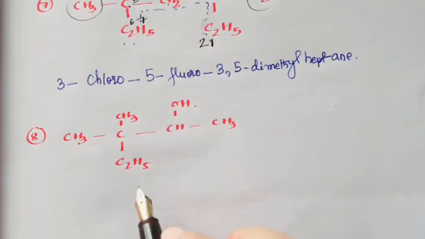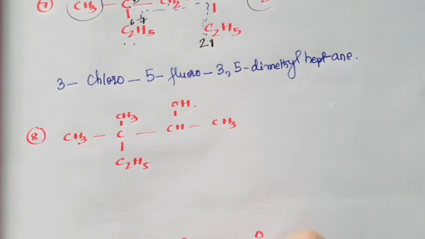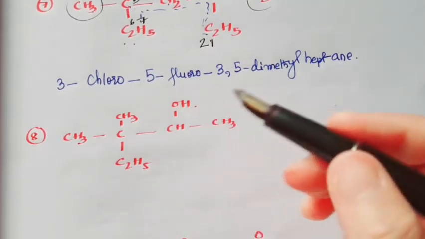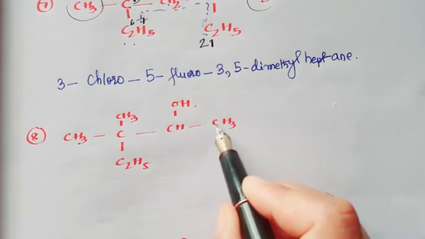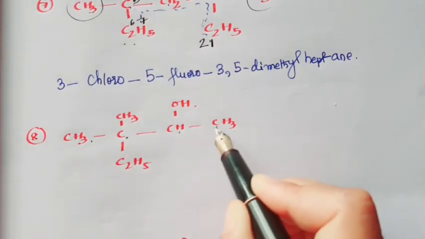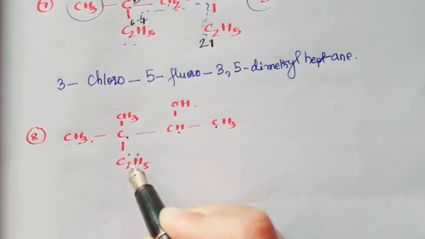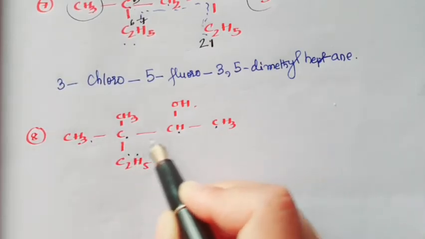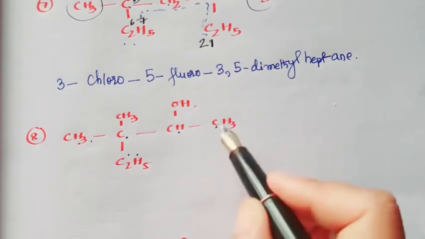Next, this compound. So the functional group here is OH, right? Now choose the longest chain with your OH. So we'll choose from this carbon 1, 2, 3, 4. This is one chain and another chain is 1, 2, 3, 4 and 5. We are going to choose this chain because it contains the maximum number of carbon atoms, right? So this is the chain.